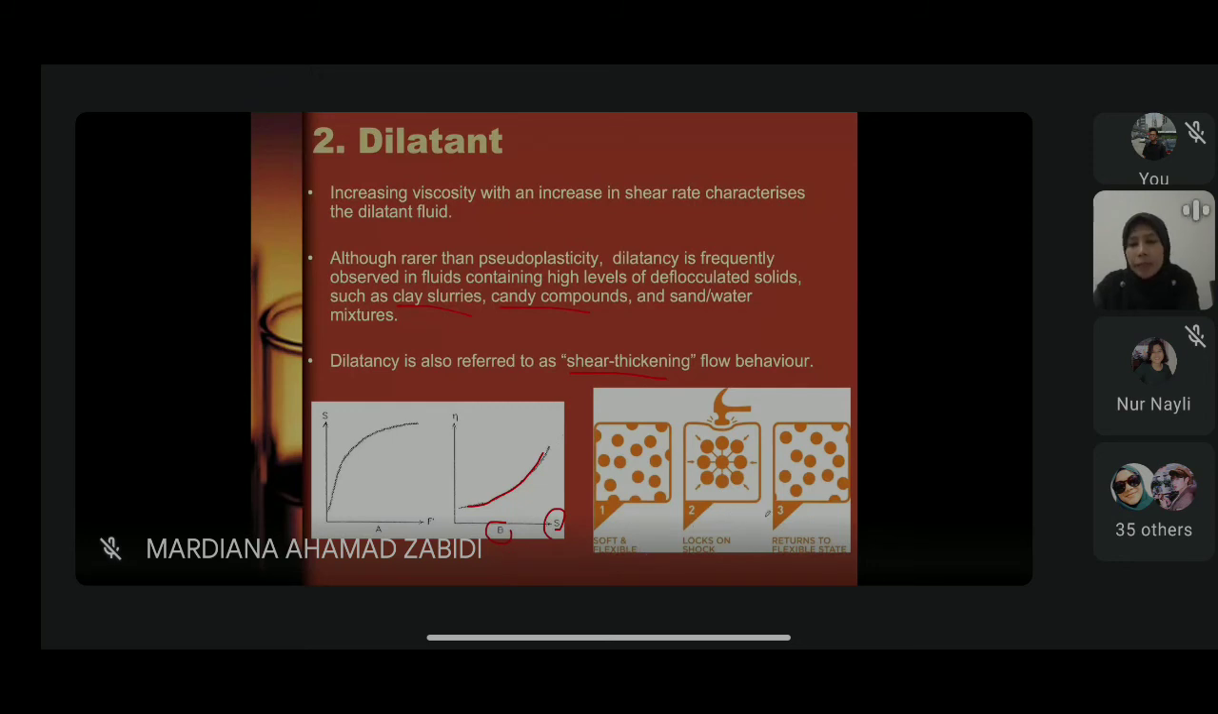Okay, this one is apa ni? This one is the gambar yang ditambah. I pun tak sure. Okay.